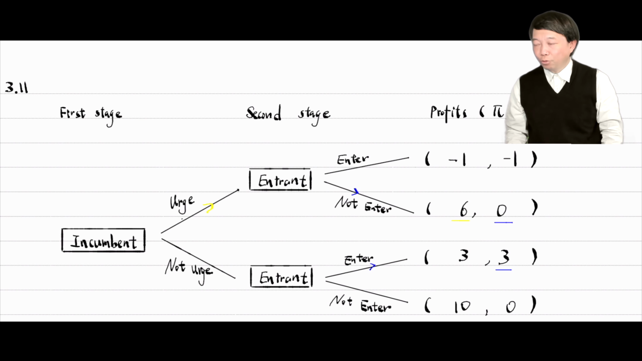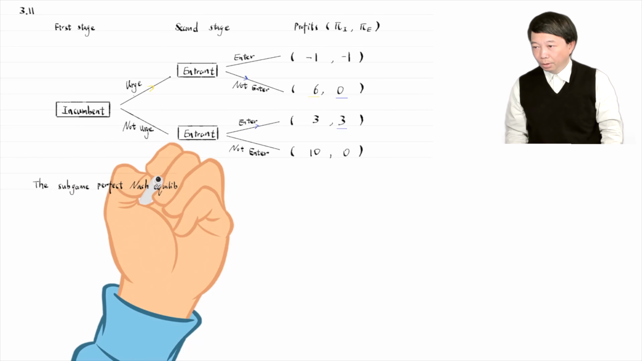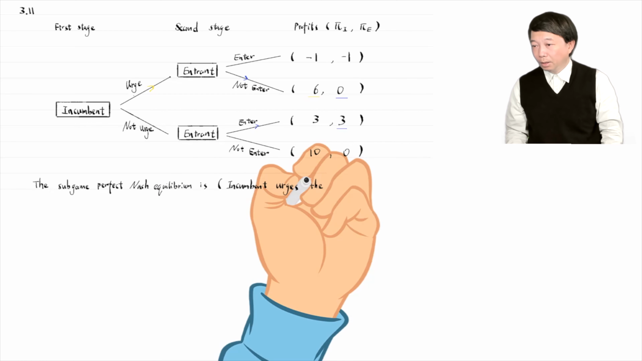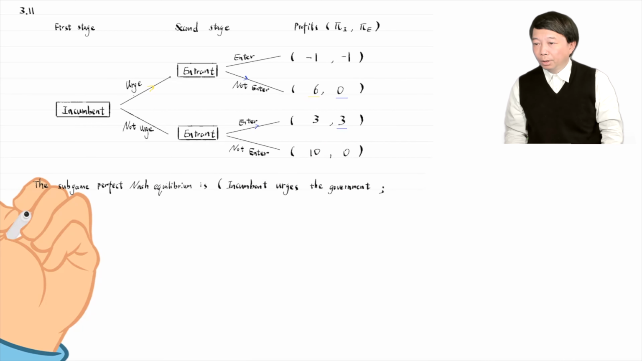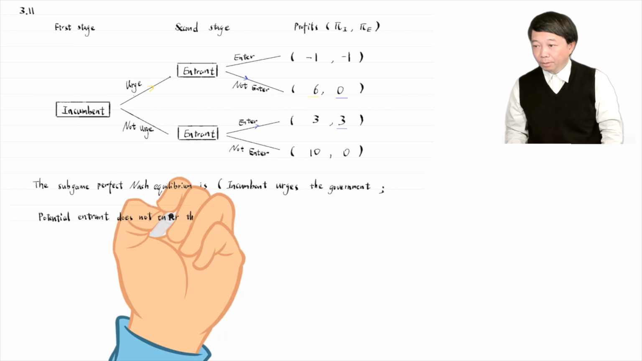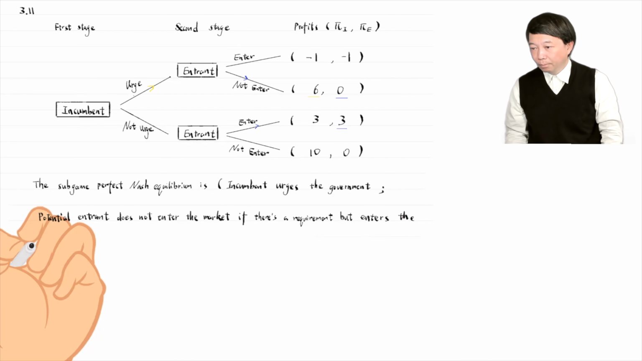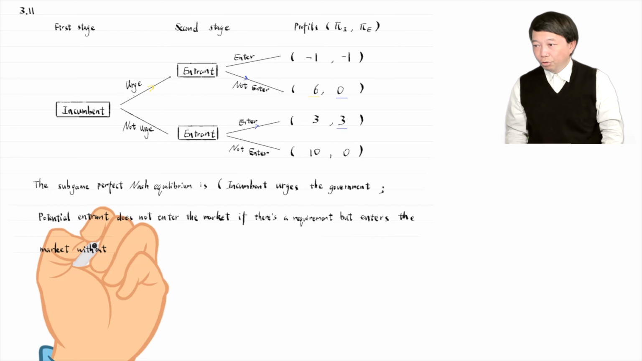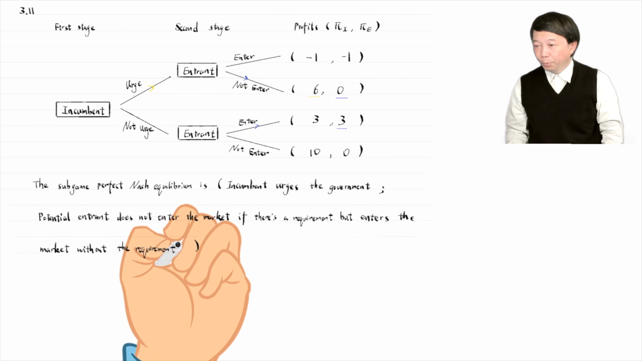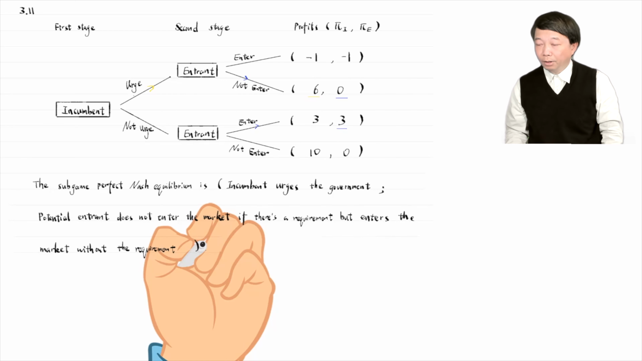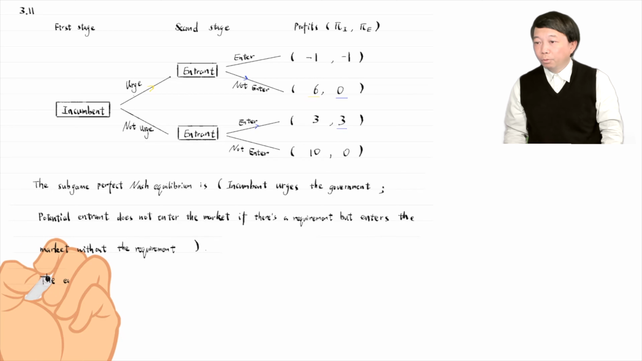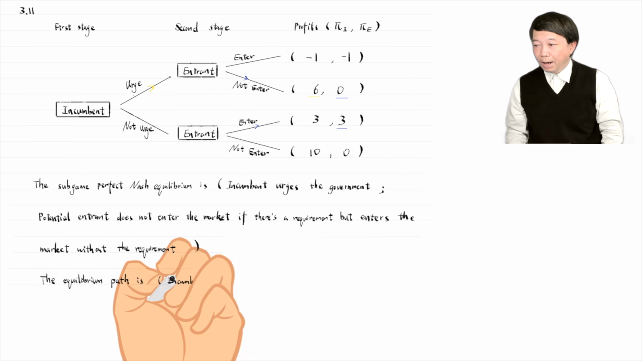The subgame perfect Nash equilibrium is that, in the first stage, the incumbent monopoly urges the government. In the second stage, the potential entrant does not enter the market if there is a requirement, but enters the market without the requirement. Recall that a strategy is a plan that specifies a full set of actions conditional on its rivals' possible actions. So the potential entrant's strategy in the second stage should be stated as above. The equilibrium path is the path with 2 arrows.